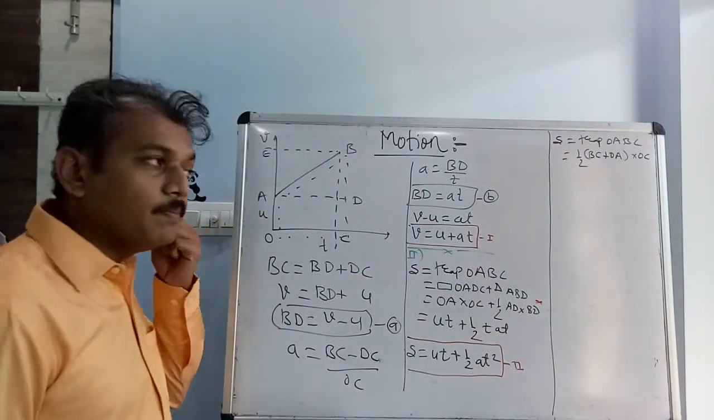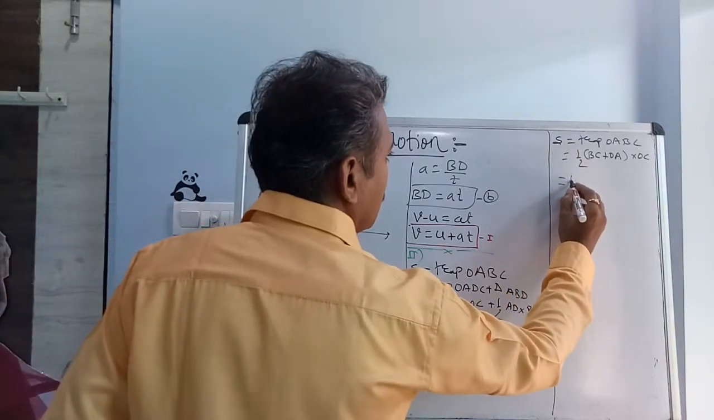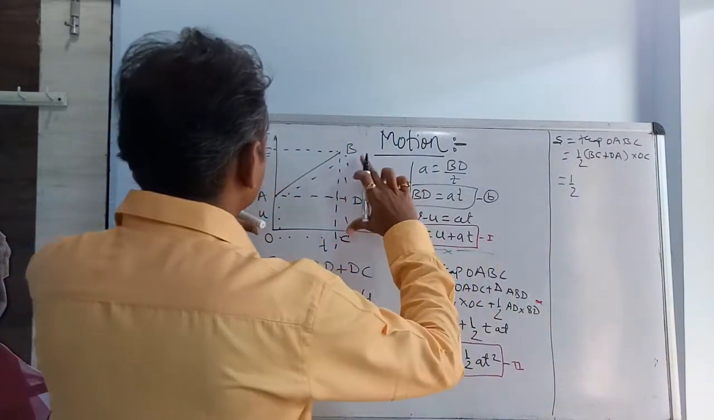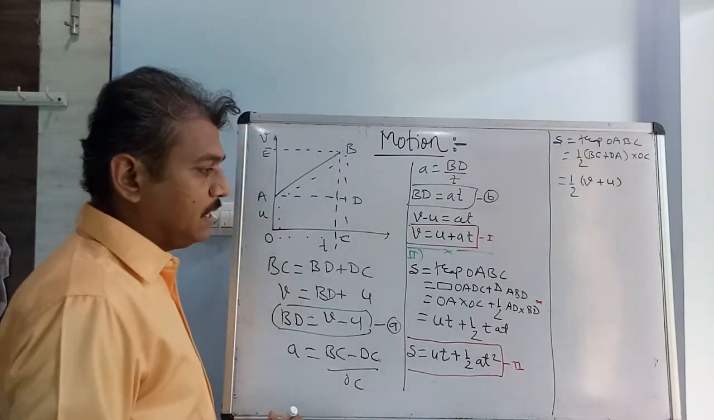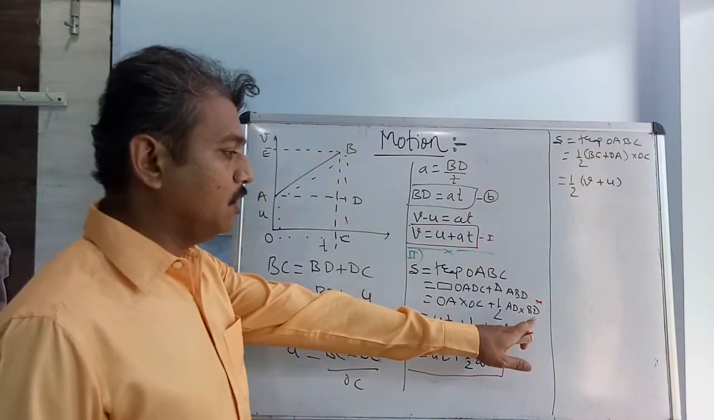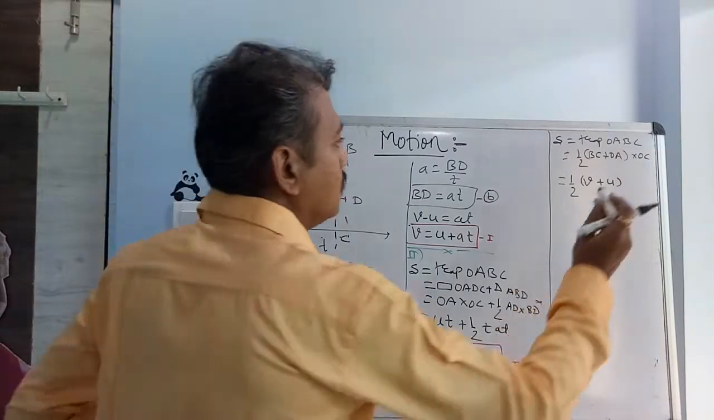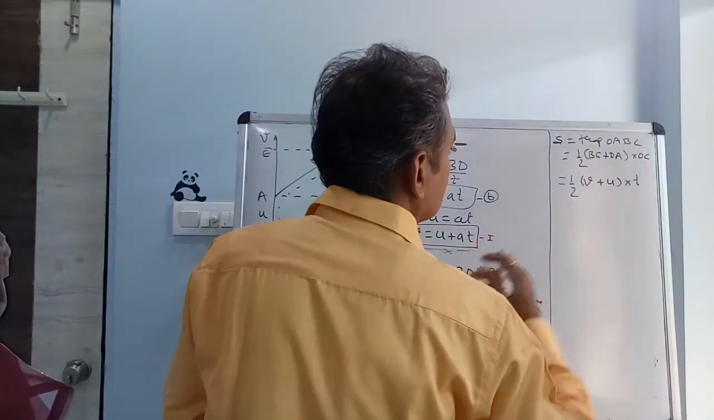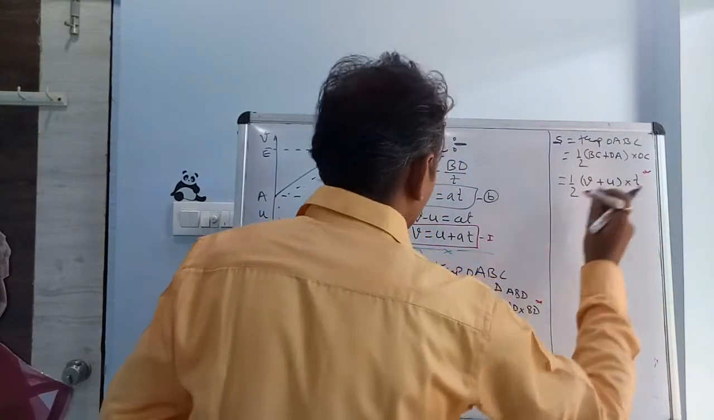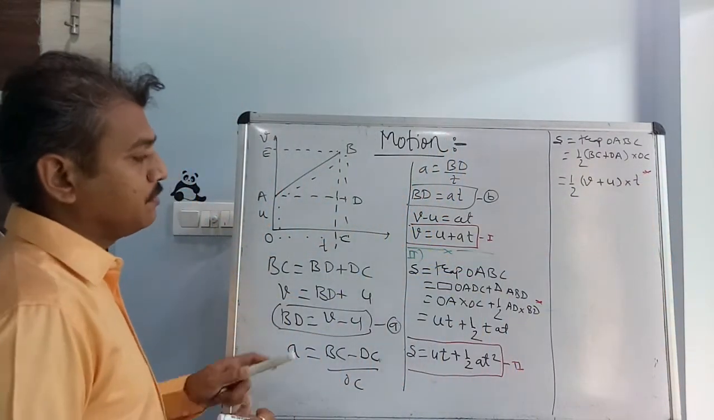Area of trapezium: putting the values here, half of BC is V plus OA is U, so V plus U. And here you have to keep in mind, as you kept in mind earlier where the value of BD was put from the B equation, this OC is T, and this value of T you have to put from the first equation.